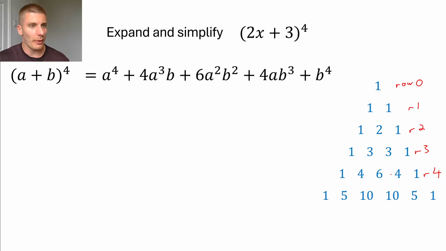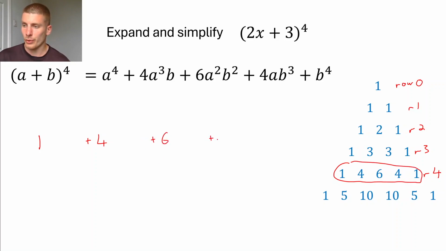So I'd actually write out those numbers first of all. Now how you do this is up to you. I'm going to write it as a row. So 1 plus 4. So we're using this row down here. 1 plus 4 plus 6 plus 4 plus 1.